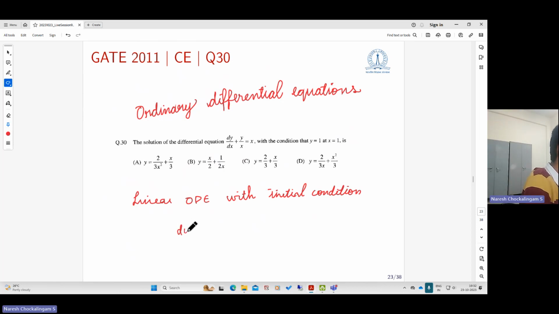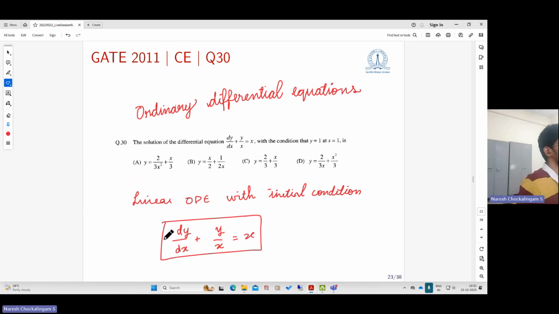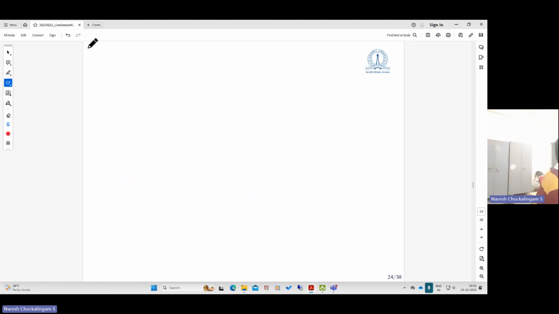So the equation is dy by dx plus y by x is equal to x. So this is not in a variable separable form. So we can say it is not variable separable.